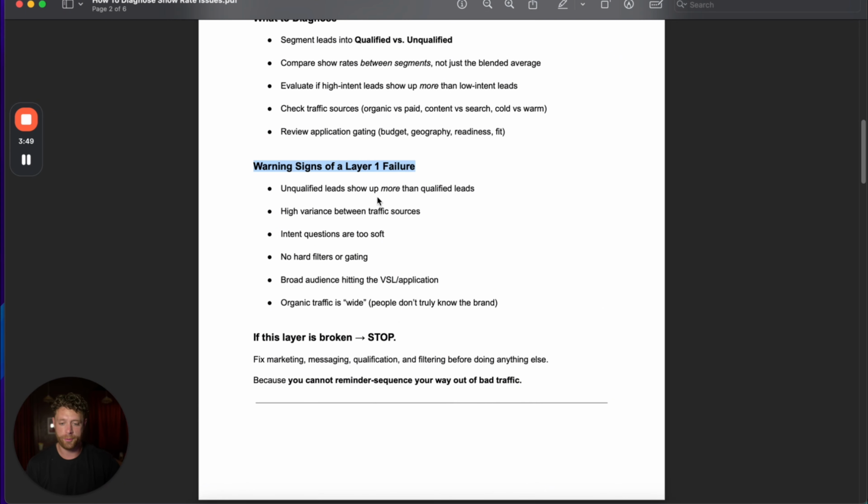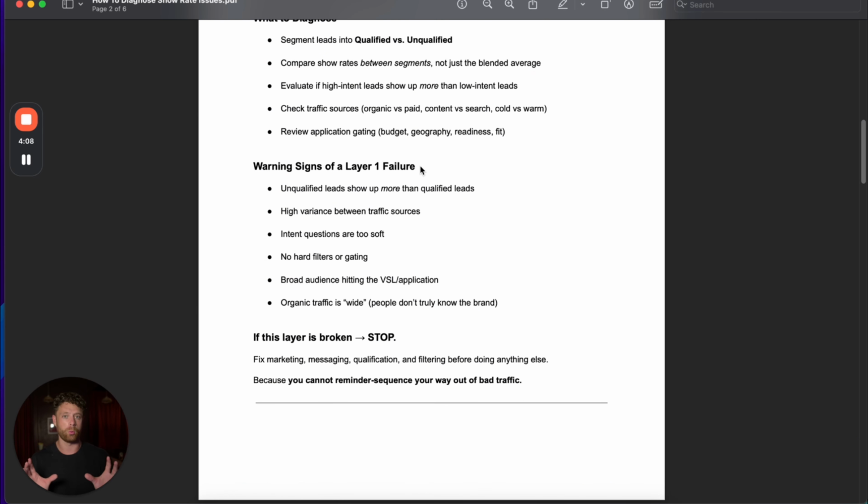Now, I'm just going to run through these bullet points real quick. Warning signs of layer 1 failure: unqualified leads show up more than qualified leads, a high variance between traffic sources, your intent questions are too soft, no hard filters or gating on the front end, a broad audience hitting the VSL and application, and organic traffic is wide.